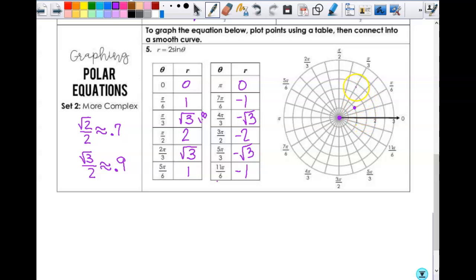It's about right there. And then at pi over 2, I'm at 2. At 2 pi over 3, I'm again at about 1.8. And at 5 pi over 6, I'm at 1.